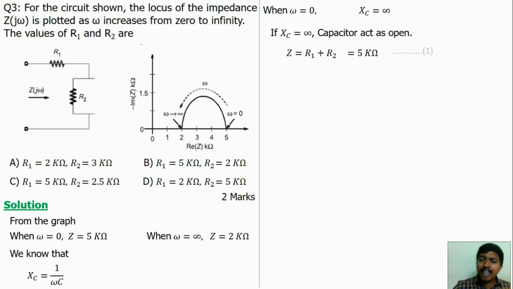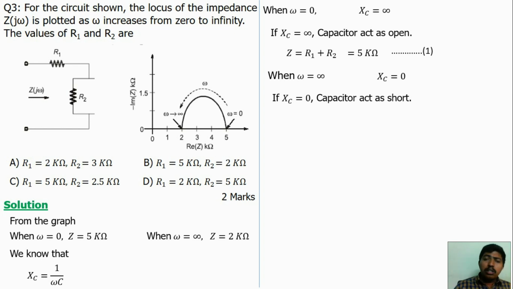Now let us take this as equation 1. Now when omega is equal to infinity, what is the value of Xc? Xc is equal to 0, since 1 by infinity is equal to 0. So if Xc is equal to 0, what will happen? What is the effect of the capacitor?